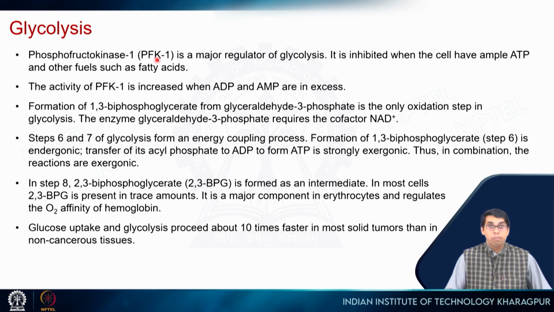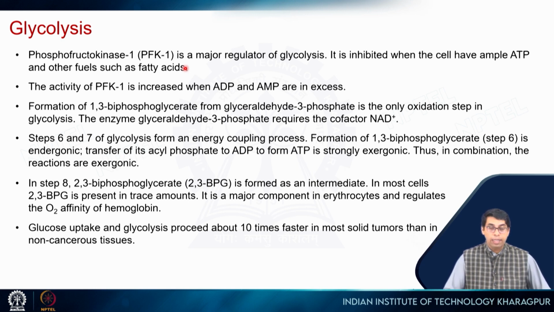Phosphofructokinase 1, or PFK1, is a major regulator of glycolysis. It is inhibited when the cell has ample ATP and other fuels such as fatty acid. Right, so what is the purpose of glycolysis? Its purpose is to give you energy, to produce ATP molecules.